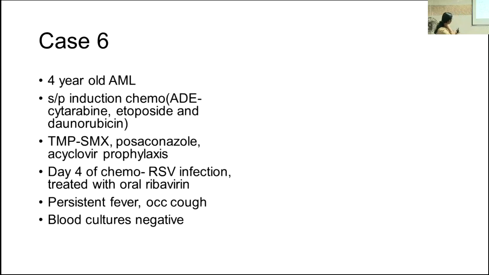So the next one is a 4-year-old with AML, again in induction, on posaconazole, acyclovir and cotrimoxazole, who developed an RSV infection. Because the child was thought to be at high risk, we gave ribavirin, but he continued to have fever. Repeated blood cultures were negative. Again, a fungal workup was done. Galactomannan was negative, but CT chest was positive.